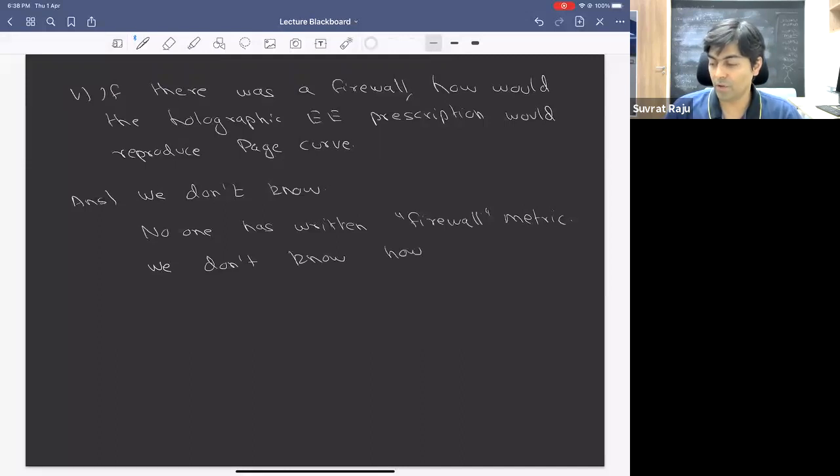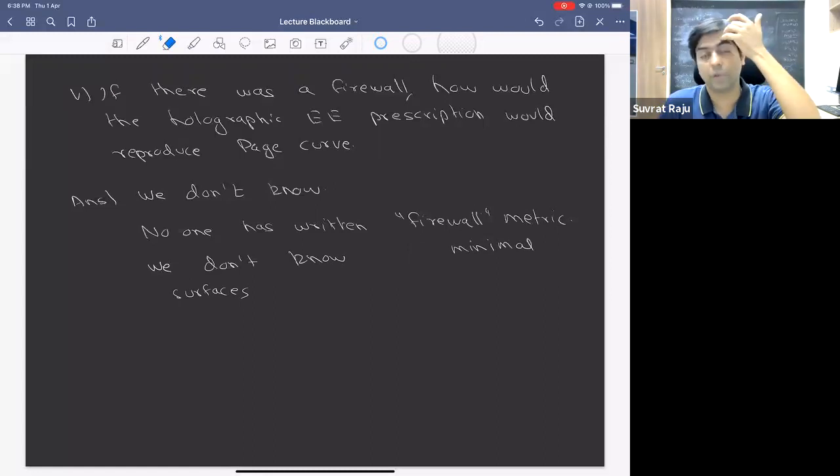Right? So we don't know how minimal surfaces would look, but it may also be that the prescription itself runs into trouble, or you need to generalize it, or think about it more carefully, or do something else. So in general, if you ask this question, which is, if there was a firewall, how would we do this, we don't know the answer to that. But the fact that you see a Page curve doesn't tell you that the interior is smooth, and this is an important thing which I think perhaps is not appreciated enough.